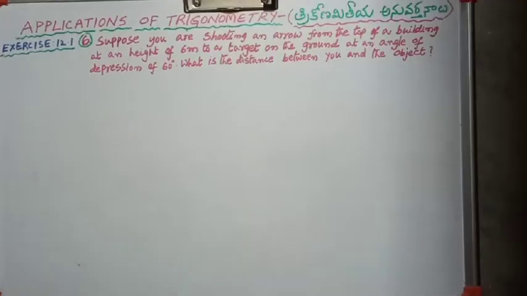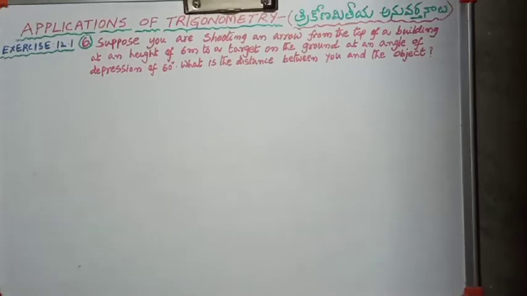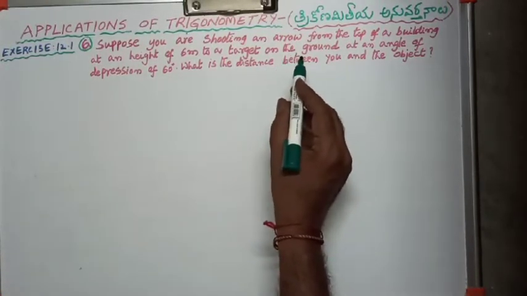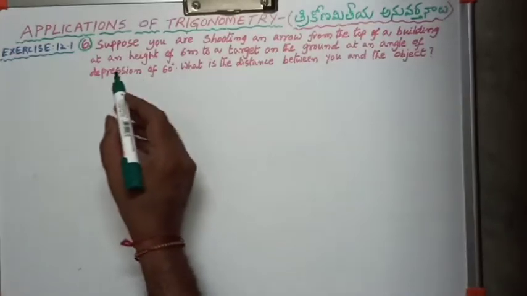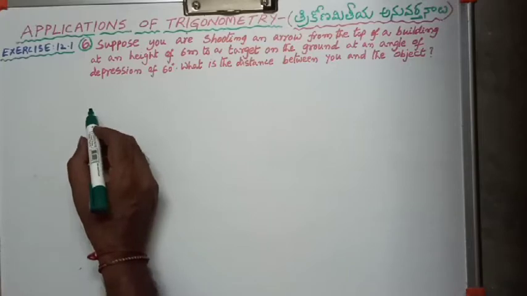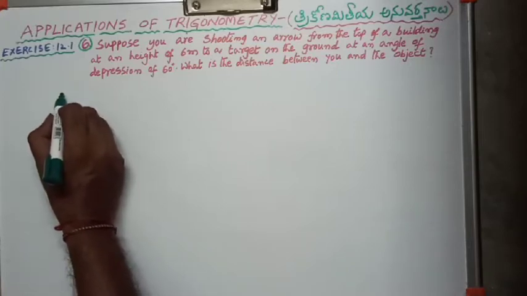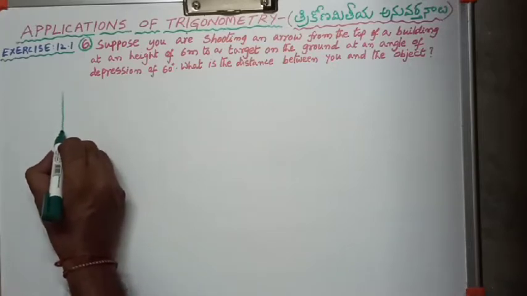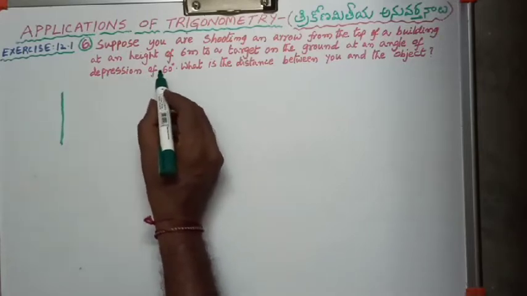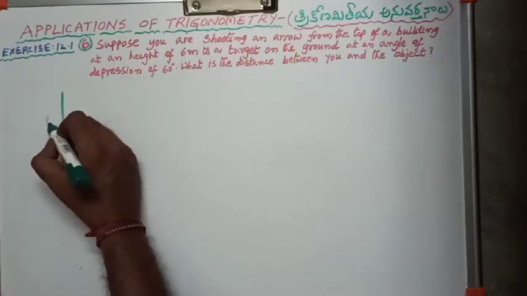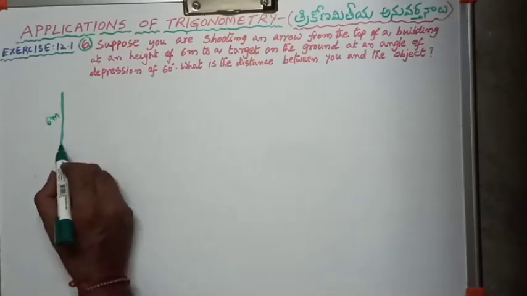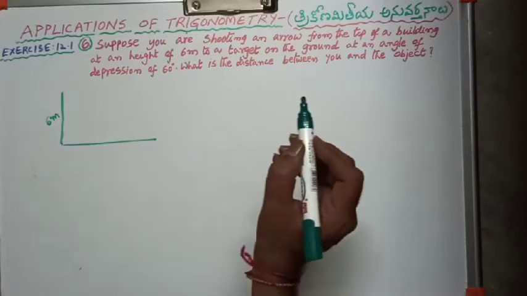Dear students, now I am going to explain the sixth problem in exercise 12.1. Suppose you are shooting an arrow from the top of a building. First I would like to draw the building. This is the building at a height of 6 meters. The height of the building is 6 meters, and this is the horizontal line.